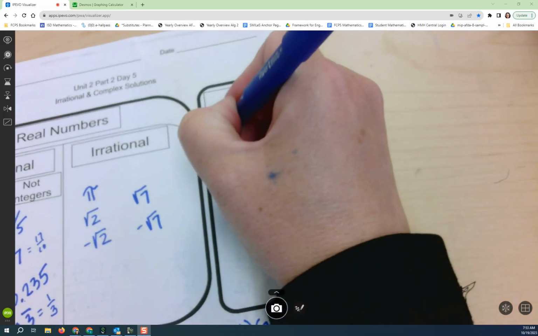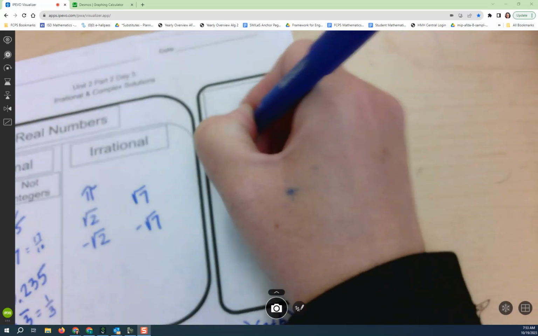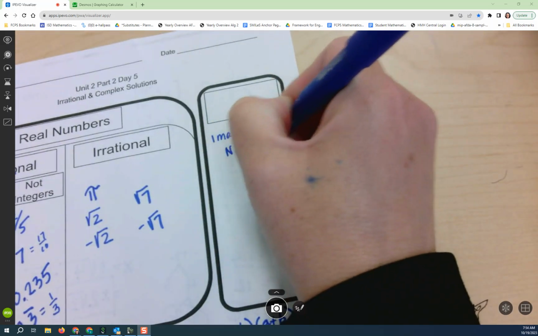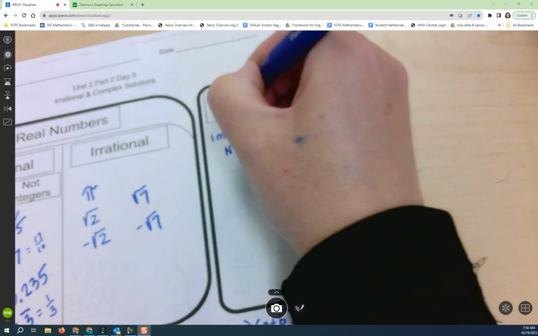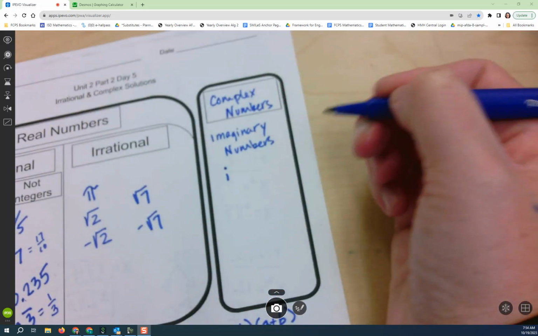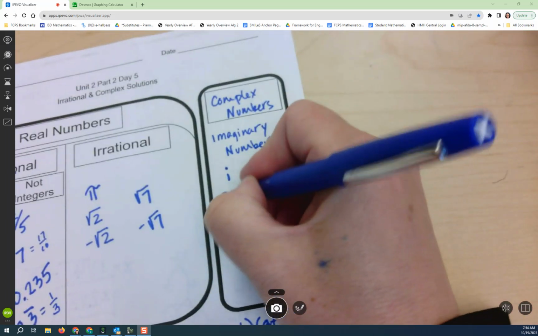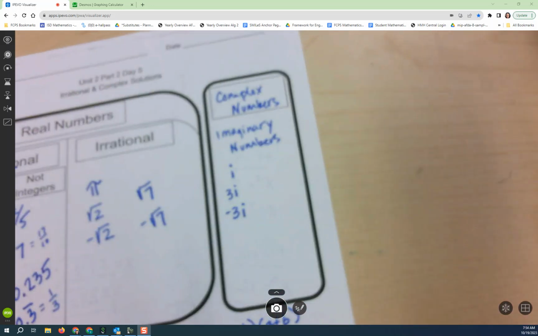So then on the front of your notes, we can put imaginary numbers. They're actually a subset of complex numbers. And so we know one of them is i, and we just also found 3i and negative 3i as imaginary numbers.